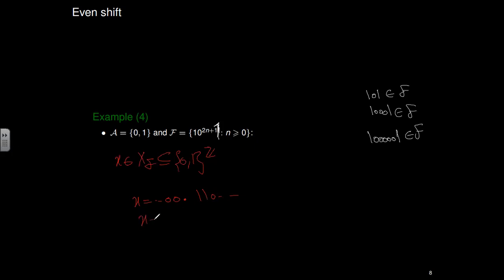Or for example, X is equal to ...0 0 1 0 0 1..., and so on. Here, between two consecutive 1s, the number of 0s is even. That's why we say that it's the even shift, because the number of 0s between two consecutive 1s should be an even number. Okay, so it's another interesting example. Let's go to the next example.